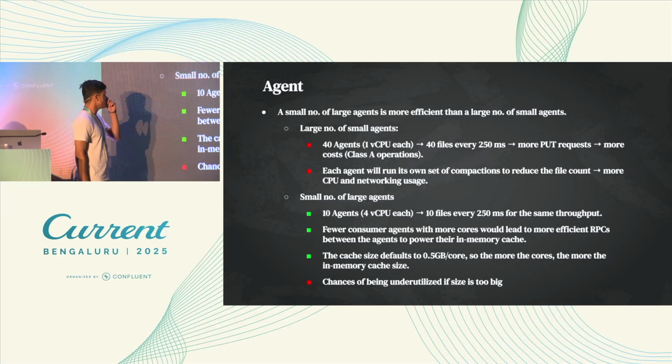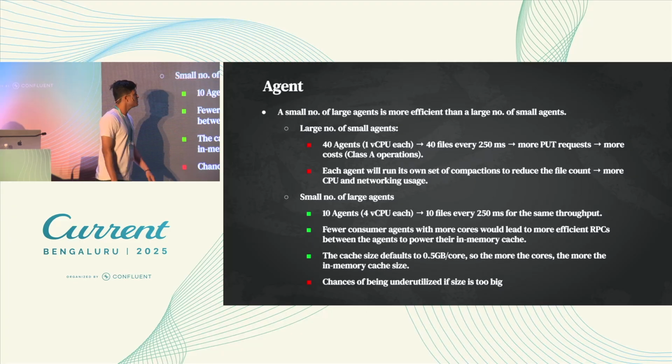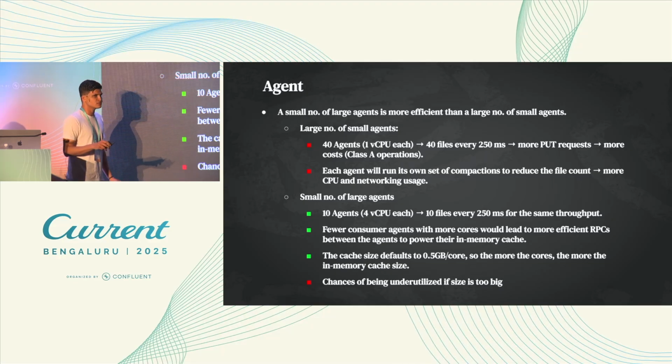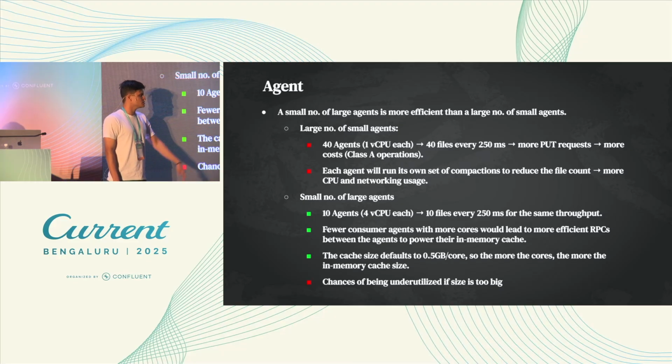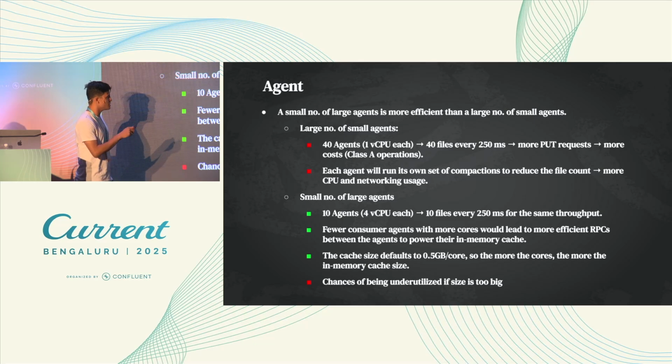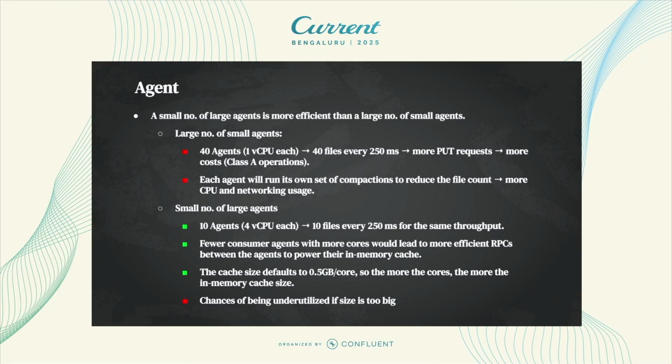Now let's check the other thing. If you have a small number of large agents, let's say you have 10 agents and each has 4 CPU, then you'll write 10 files every 250 milliseconds, and this will lead to lower cost due to, again, fewer class A operations. And there is also something called cache size, which is 0.5 GB per core. So as your cores are more, you will have a bigger cache. This will mean that you'll have better RPC and you'll have to go to the object storage less. The one thing that you have to note is that if you make the agents too big, then definitely there are chances that they'll be underutilized when the load is a bit low.